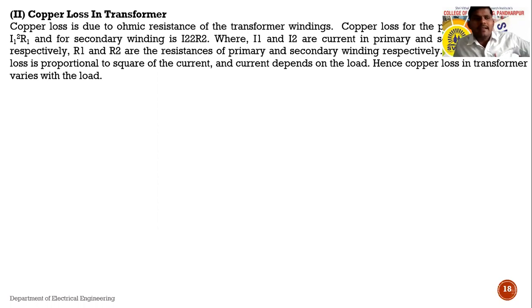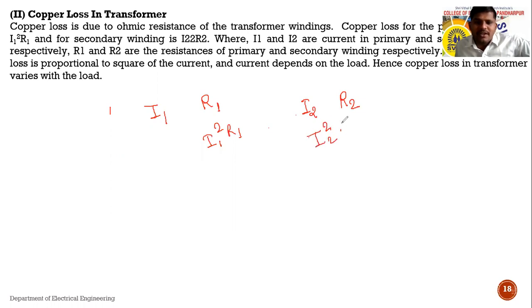Suppose we are writing the primary copper loss. It is the current flowing through the primary winding, I1, and the resistance of the primary winding, R1. So the copper loss in the primary winding is I1 square R1. Similarly, the current flowing through the secondary winding is I2 and its resistance is R2, so the copper loss in the secondary side is I2 square into R2.